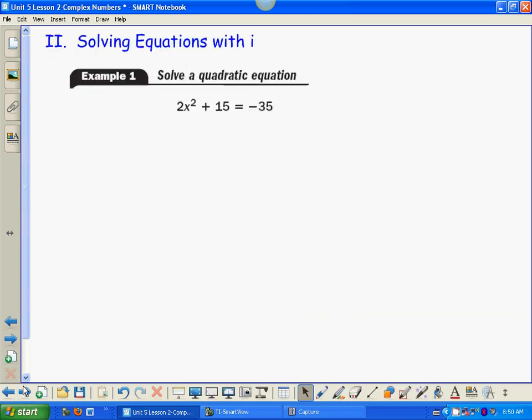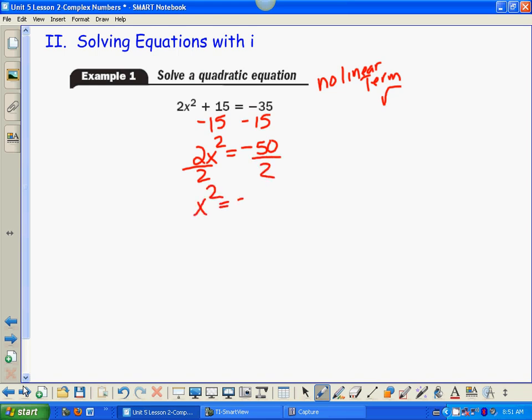All right, so when we solve a quadratic equation with i, here's the nice part. You know how to solve a quadratic. It's just that your answer is going to look different. So if I look at 2x squared plus 15 equals negative 35, because there is no linear term, I'm going to use square roots on this problem. So I'm going to subtract 15 from both sides. So I get 2x squared is equal to negative 50. Divide both sides by 2, so x squared is equal to negative 25.